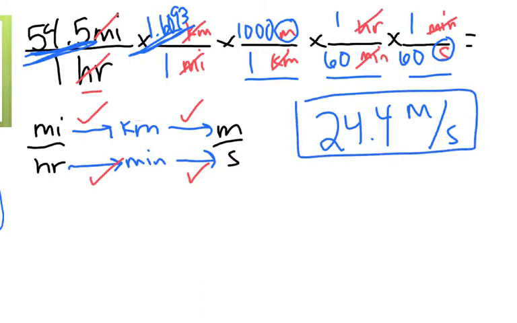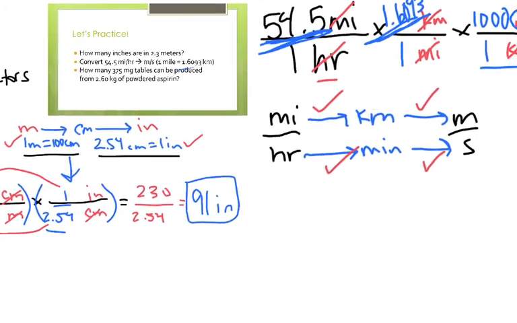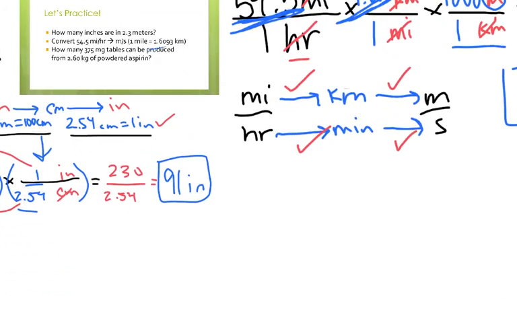All right, let's look at our last one. The last one here says how many 375 milligram tablets can be produced from 2.60 kilograms of powdered aspirin. All right, so we have two numbers going on in there. Which one do we start with? Start with the one that you know you have concrete information about.